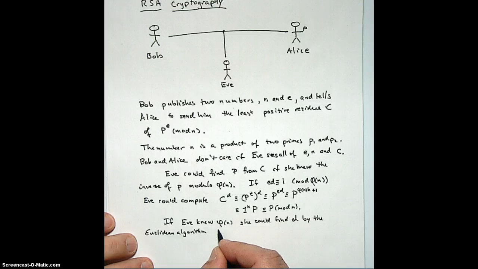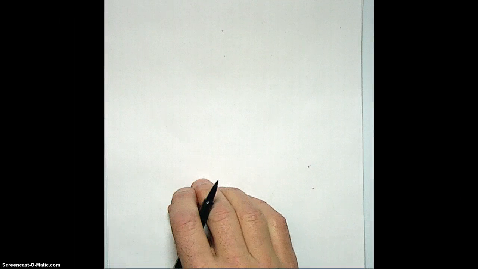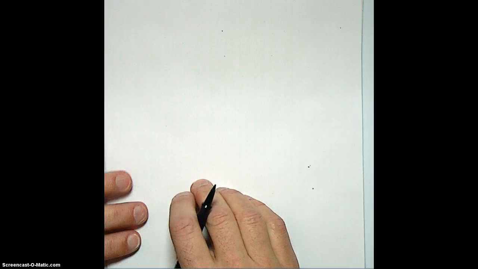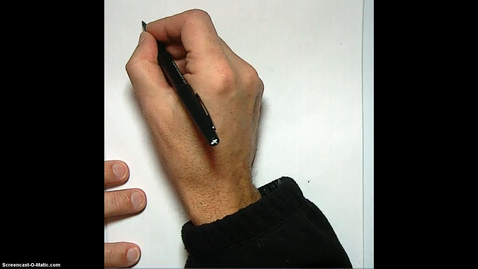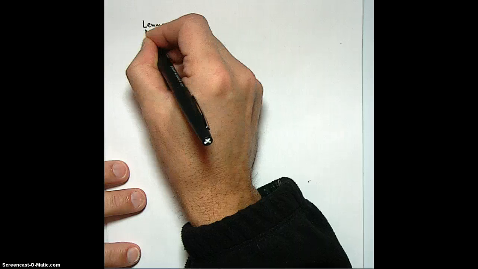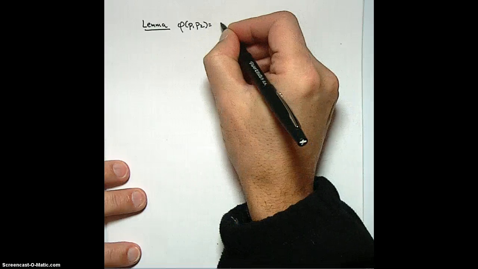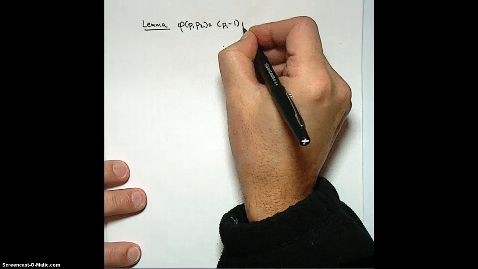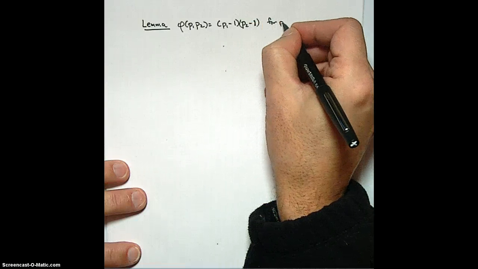So how could she find phi of n? Well, actually it's pretty hard to find phi of n if you only know n. And let's try to explain why. Okay, so we'll start with this lemma, which is phi of p1 p2 is p1 minus 1 times p2 minus 1 if p1 and p2 are prime.